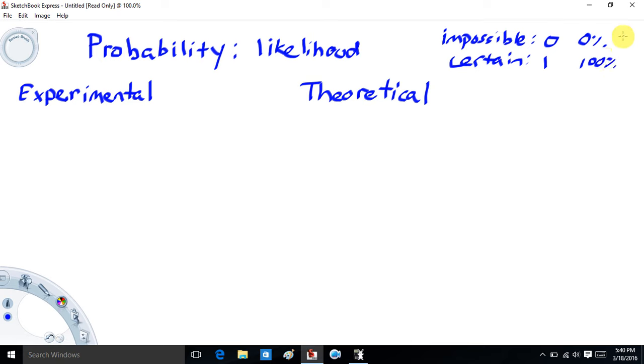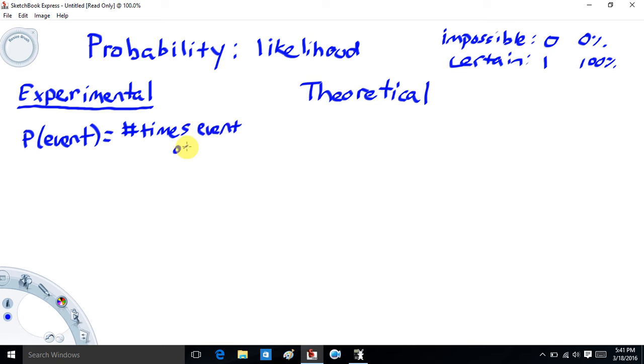Okay. When you gather data from observations, you can calculate experimental probability. So we're basically gathering data and trying to figure out how likely something is to happen. So the probability of an event equals the number of times the event occurs over the number of trials.